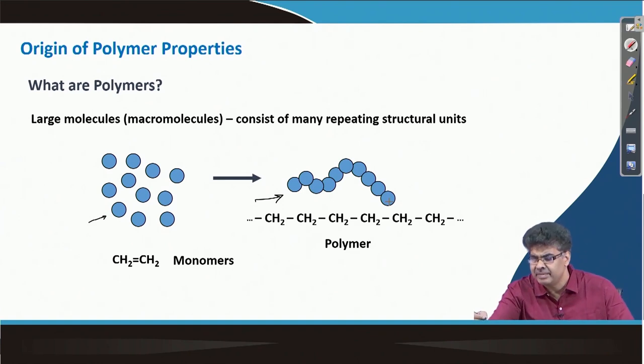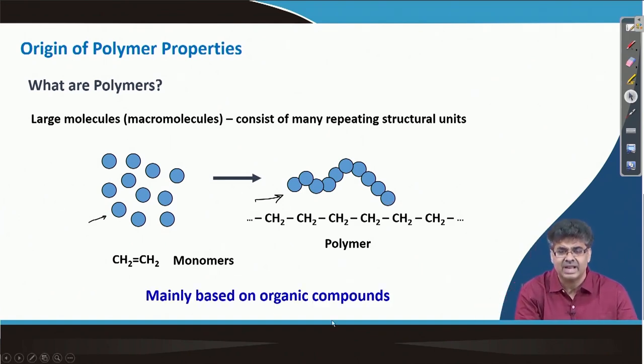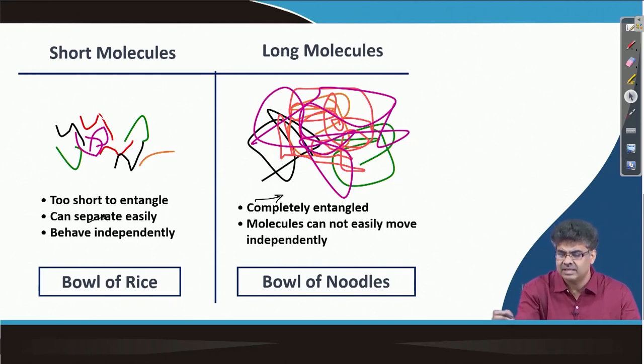And polymers are mostly made of organic compounds, which gives you the light weight and other beneficial properties. If you compare a small molecule and a polymer molecule, the reason for the good properties of polymers comes from this. Take small molecules like a ball of rice; rice is made up of small molecules. You can put a spoon in and easily take out a spoon of boiled rice and eat it. That is possible because the molecules of the rice are very small, so they don't entangle each other. As a result, you can easily separate them, and those individual molecules, in this case rice, behave independently.